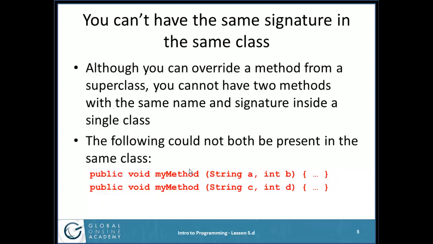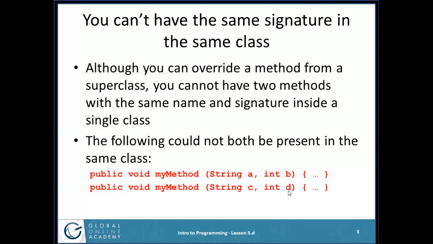Now you can't have the same signature in the same class. You can override a method from a superclass, but you can't have two methods with the same name and signature inside a single class. The following couldn't both be present in the same class. You couldn't have my method that takes a string and an int and another version of my method that takes a string and an int. Think about it. When you tried to execute this, Java would get hopelessly confused. Which one do I pass the string variable and the int variable to?